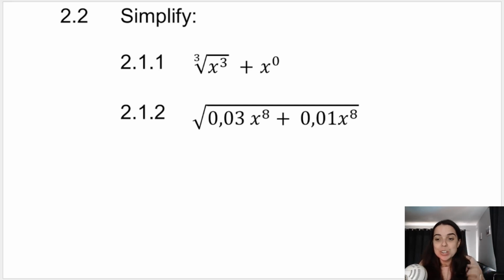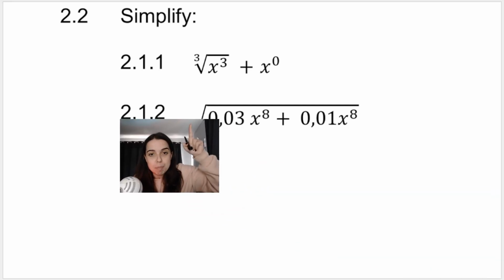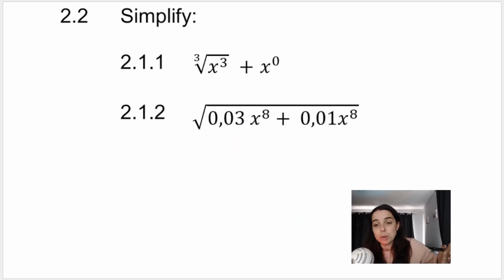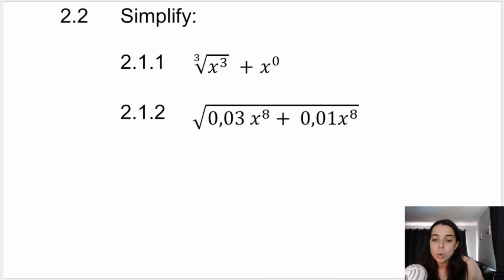My next question, 2.1.2, has a big square root, and we have something going on underneath the square root. When you see a square root, I always want you to check underneath the square root and see if you can simplify underneath it. Think of the square root as being like brackets. If I have brackets, we always look inside the brackets first to see if we can simplify. It's called BODMAS. So in this case, look underneath the square root and see if you can simplify.